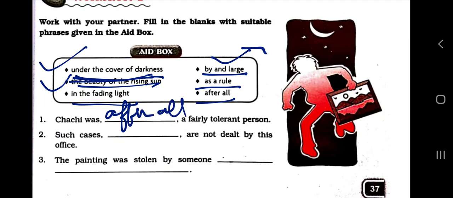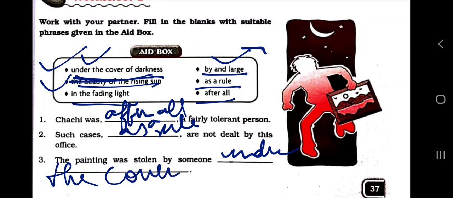Now, Chachi was after all a fairly tolerant person. Such cases as a rule are not dealt with by this office. The painting was stolen by someone, this one, under the cover of darkness.